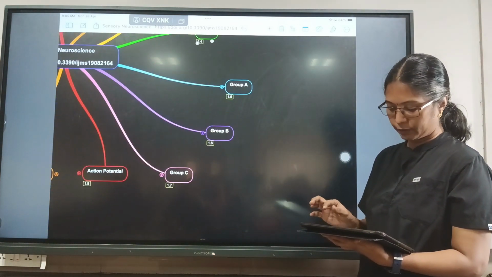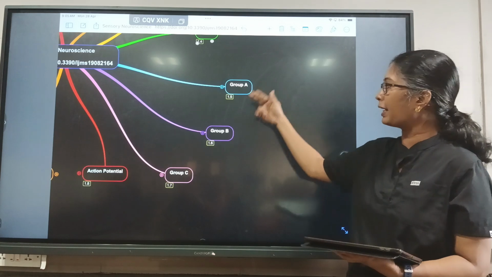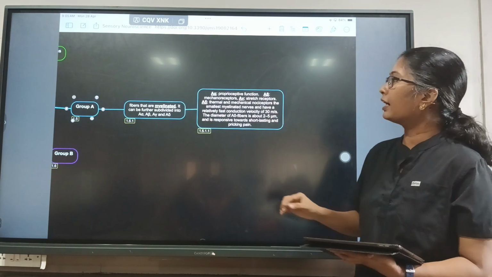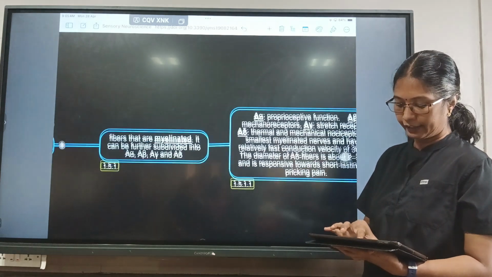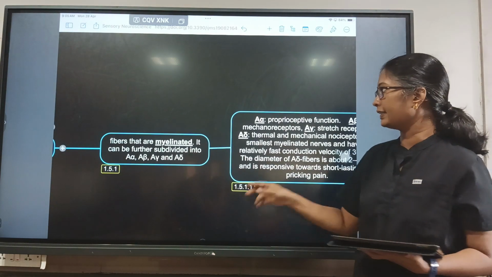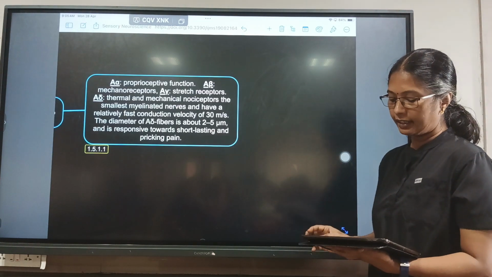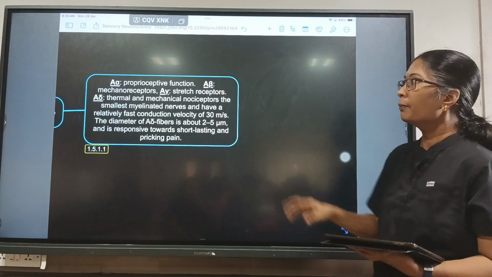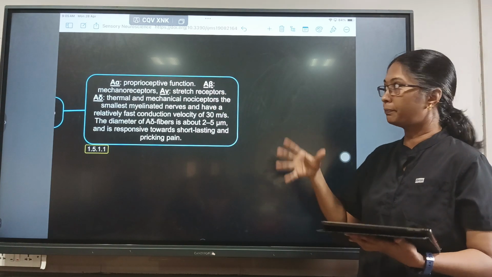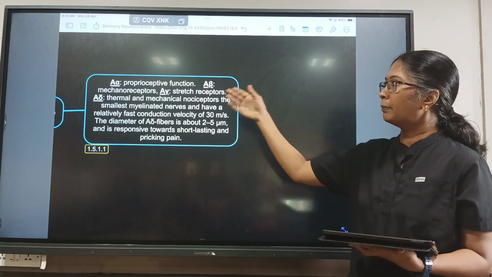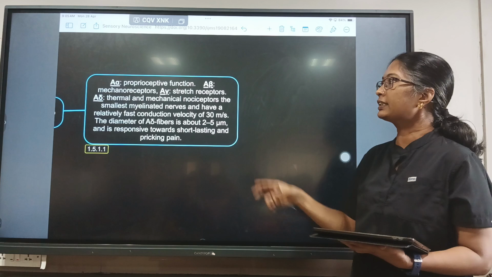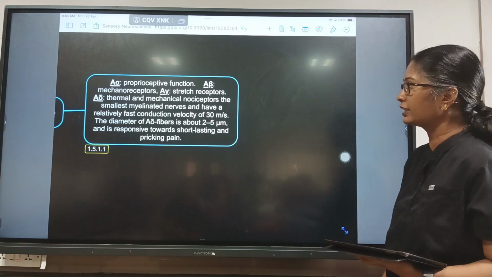And we have three types of nerve fibers: group A, B and C. Group A fibers are myelinated. They can be further divided into alpha, beta, gamma and delta. A alpha fibers are proprioceptive in function, and beta fibers are mechanoreceptors. Proprioception is the sense of position. Mechanoreceptors respond to pressure. A gamma are stretch receptors, and A delta are thermal and mechanical nociceptors.